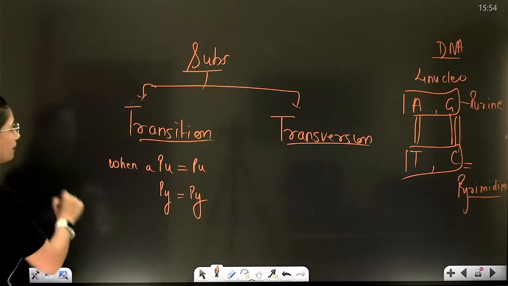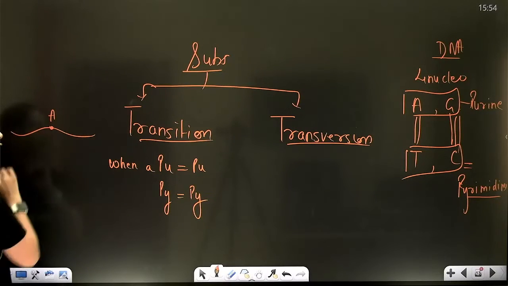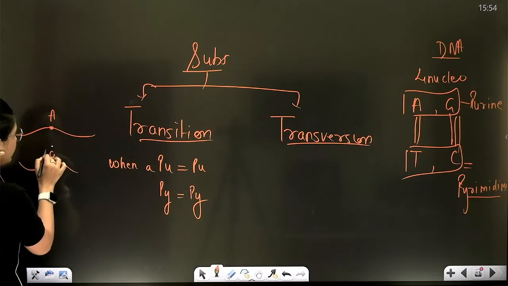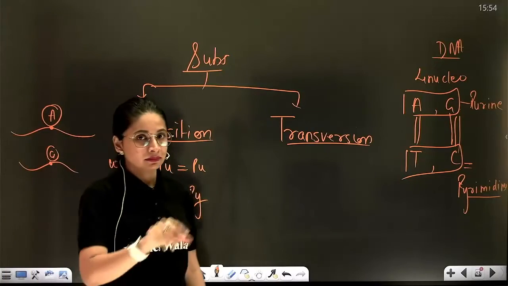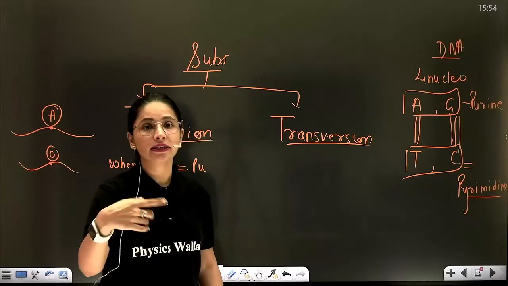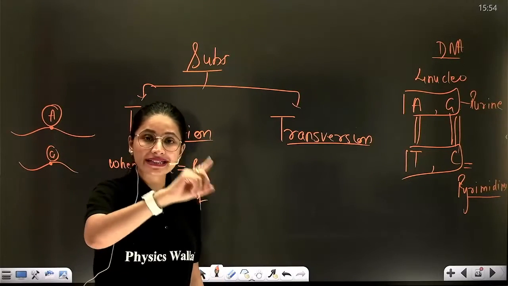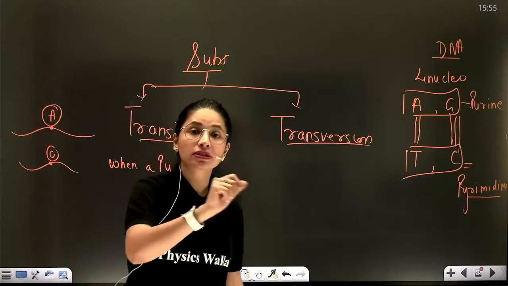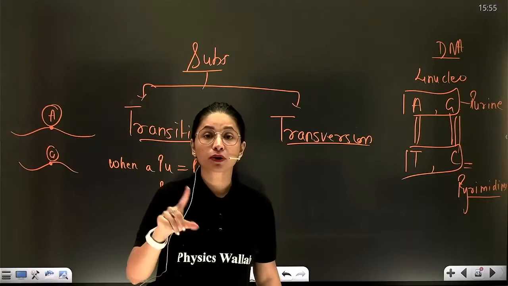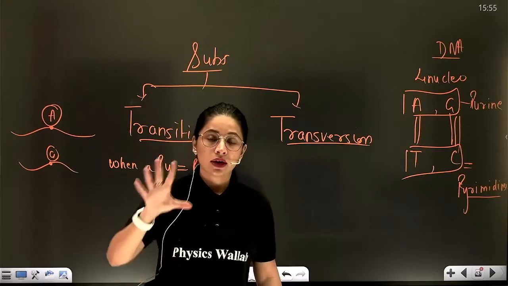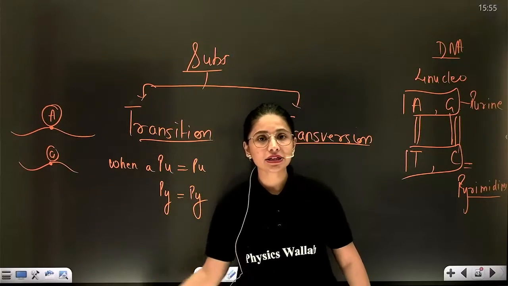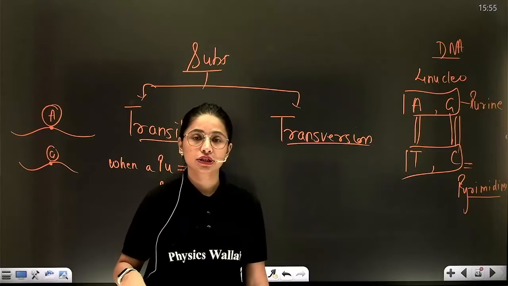Yes or no? Chalo. Transition means beta when a purine is replaced by purine or pyrimidine is replaced by pyrimidine. That means, for example, initially, if adenine was present on the nucleotide of a gene, now it is replaced by guanine. So mutation occurred. Number of nucleotides remained the same. However, the quality changed. Instead of adenine, guanine came up. So purine is replaced by purine. Suppose initially there was thymine. Now cytosine came up. Now pyrimidine is replaced by pyrimidine. So that is again under transition type of mutation.